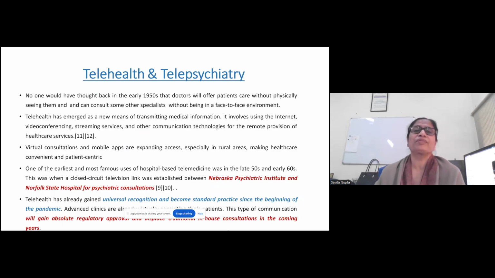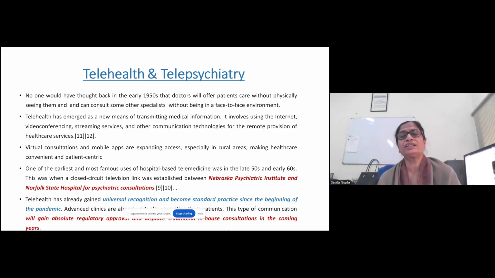So everybody is talking about telemedicine, telesurgery, telehealth and telepsychiatry. They are not new. They were first used in the 1950s and 1960s. In the 1950s, the internet was in its infancy, so all the communication was through wired lines. A closed circuit television link was established, or through satellite, between the Psychiatric Institute and Norfolk State Hospital for psychiatric consultation. That was the first application of telehealth.